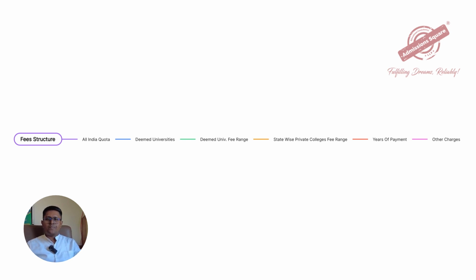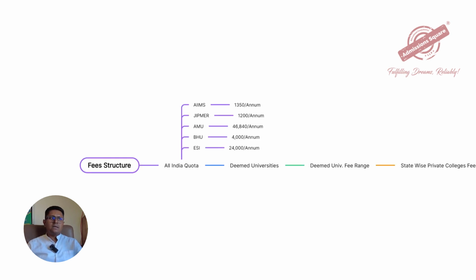This part of the video should also motivate you to work harder and get as good a rank as possible. See, in the fee structure, if you are going for all India quota seats like AIIMS, JIPMER, AMU, BHU or the ESI colleges, in AIIMS the fees will be hardly 1350 per annum. Can you believe? 1350. JIPMER charges 1200 per annum.